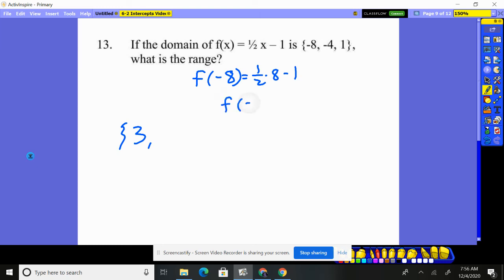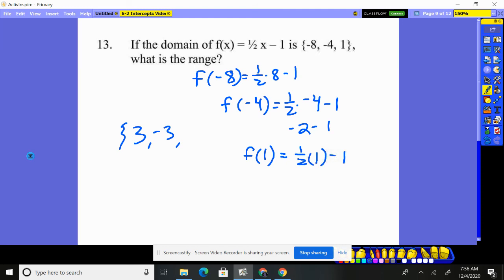What about f of -4? Half of -4 minus 1. That's -2 minus 1. That's -3 is our other range value. And our final range value we're going to figure out when we plug in 1 into the domain, the x value. So half minus 1, you have a $0.50, you lose $1, you're down a half, or 0.5 if you like. There we have problems, 10 through 13.